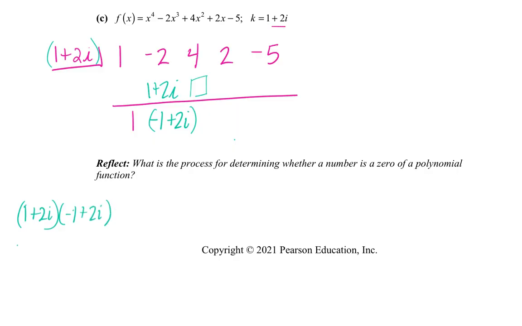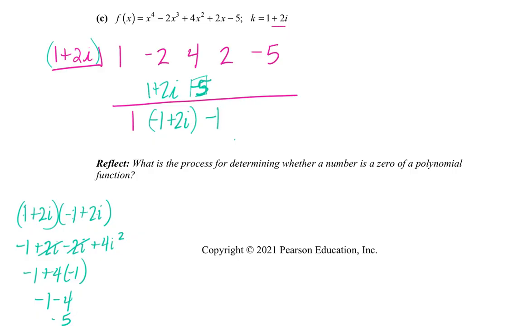So 1 times negative 1, 1 times 2i, 2i times negative 1, and 2i times 2i is 4i squared. These two cancel because they're the same thing. One's positive and one's negative. Negative 1 plus 4 times negative 1. That's negative 4. Negative 1 minus 4, so that's negative 5. So this is a negative 5. Now 4 minus 5 is negative 1.